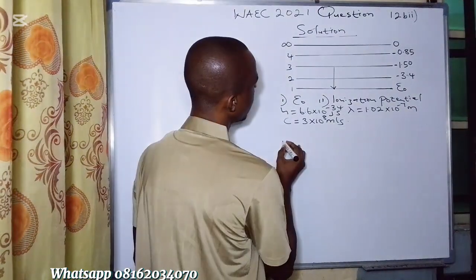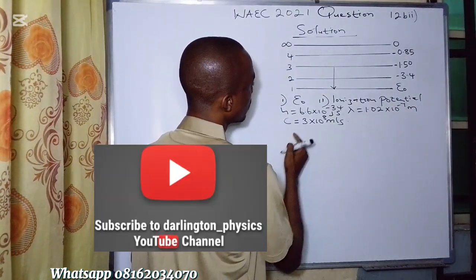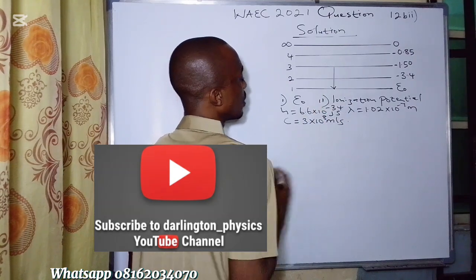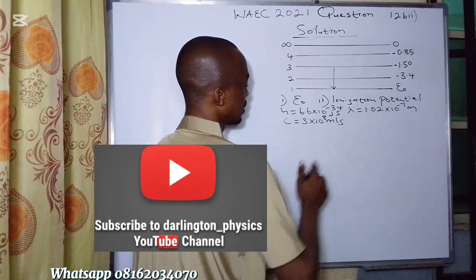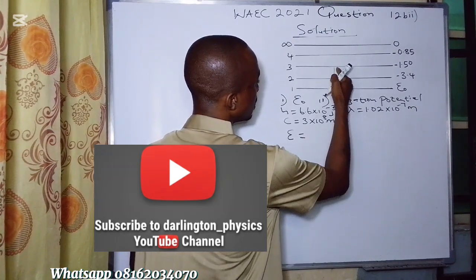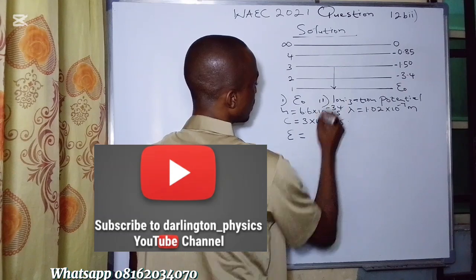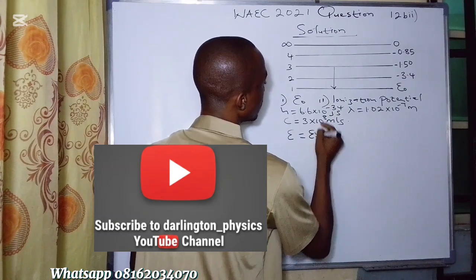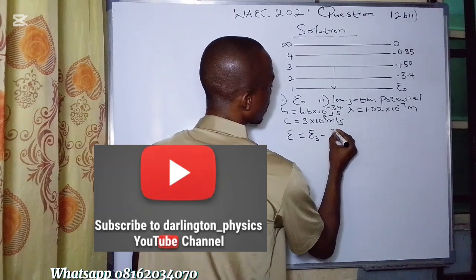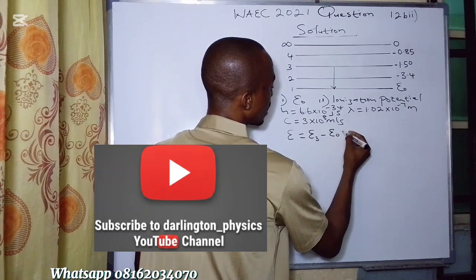So let's carry on. The transition is from here to here. Whenever there is a jump, energy will be emitted in the form of light. So the energy emitted, E, will be equal to the energy of this level, let's call it E3, minus the energy of this one. Since we already have E0 here, let's just use E0 so that we wouldn't get confused.